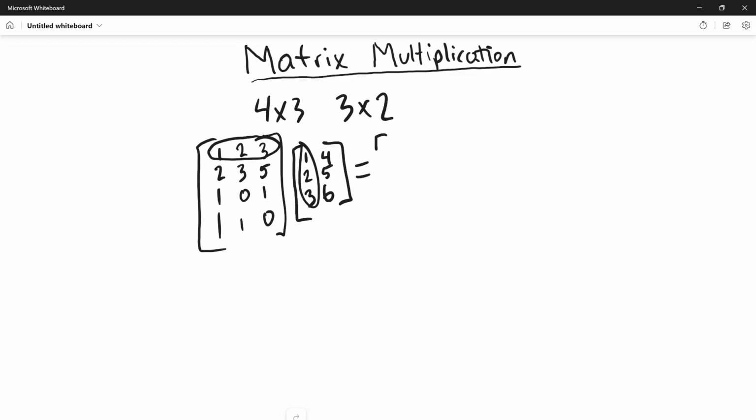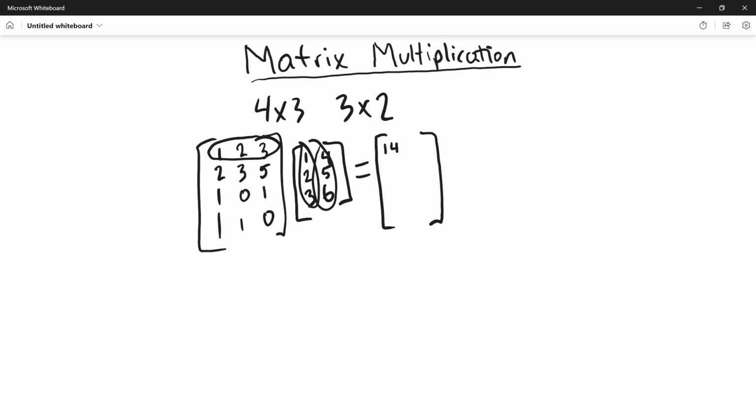So we have our 4 by 2 matrix over here. I'm just going to draw an empty matrix now. And since we're multiplying the top row by the leftmost column, our 14 is going to be in the top left part of our product. Now we're going to multiply the top row by the second column.